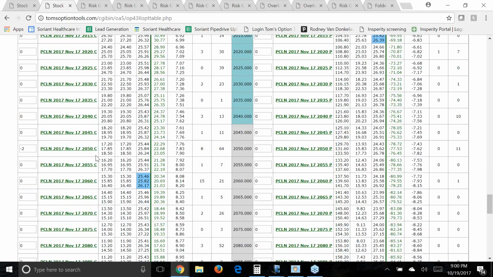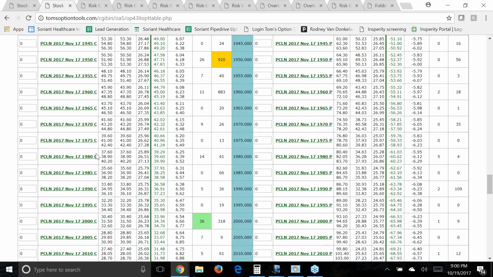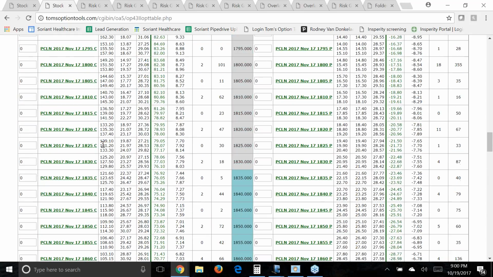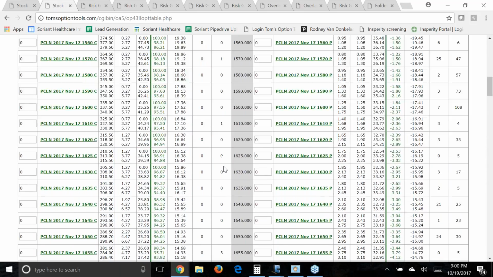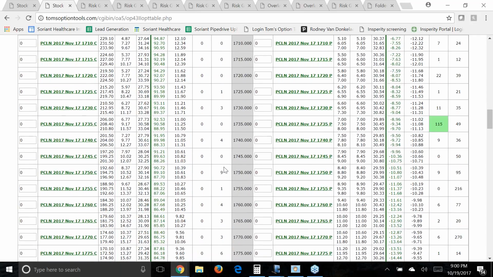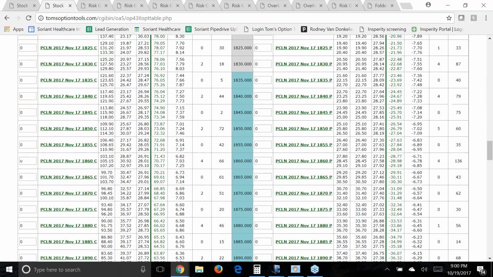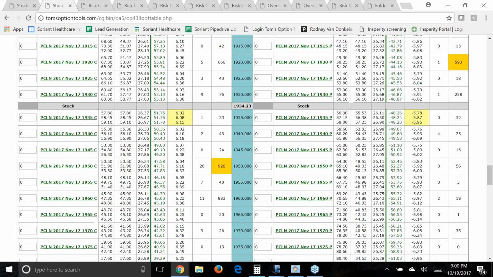What are some ways to take a look at this? If I look at the column, and I got to scroll all the way to the top here to get to my open interest. So this is the column I'm looking at, the one just left of my strike. I'm going to scroll down. I want you guys to keep your eye on it.